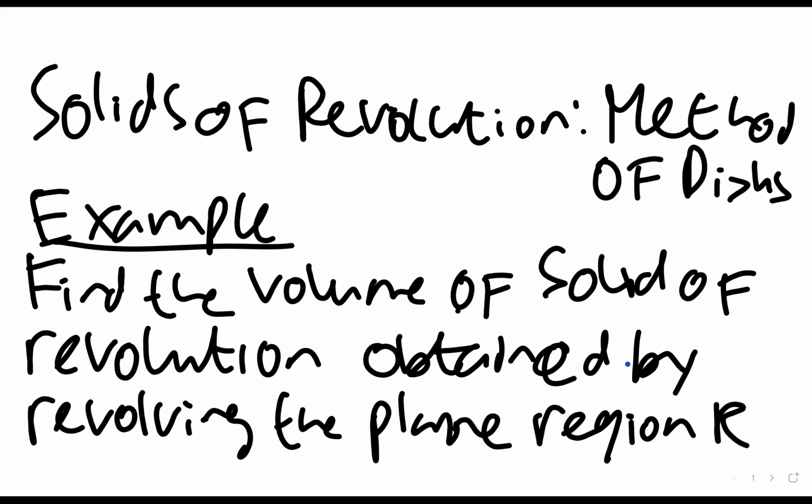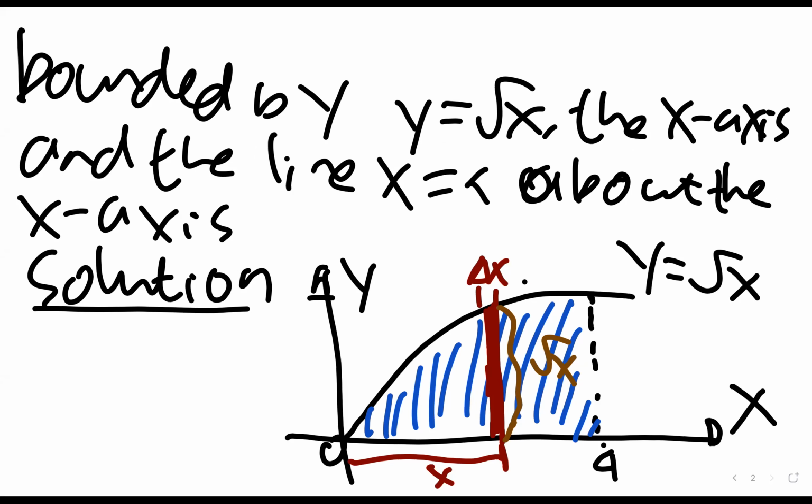Okay, I will repeat first. So the question is to find the volume of solid of revolution obtained by revolving the plane region R, bounded by y equals square root of x, the x-axis, and the line x equals 4, about the x-axis. Okay, so that's the idea.